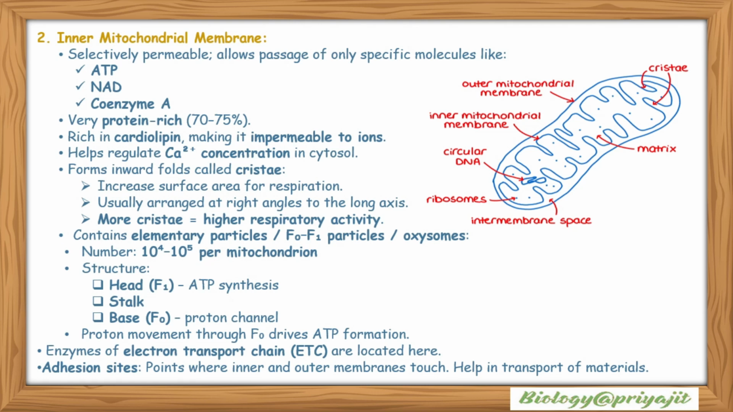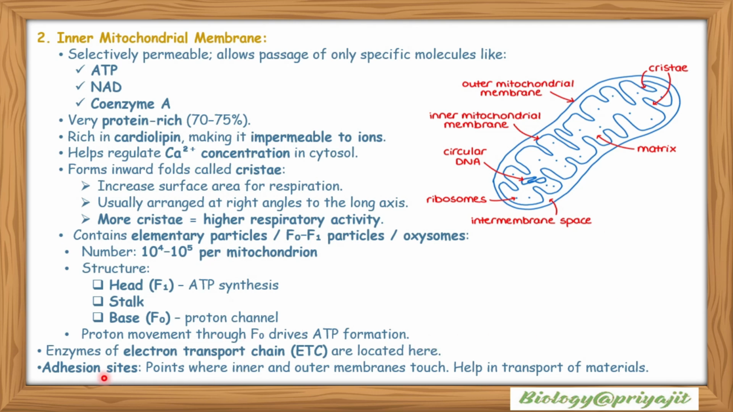We have already mentioned in our class that more cristae indicate higher respiratory activity of mitochondria. The mitochondrial inner membrane also contains elementary particles, or F0-F1 particles, or oxysomes. Their number varies from 10^4 to 10^5 per mitochondrion. In structure, there is a head, F1, responsible for ATP synthesis, a stalk, and a base, F0, which acts as a proton channel. So the proton movement through F0 drives ATP formation within mitochondria.